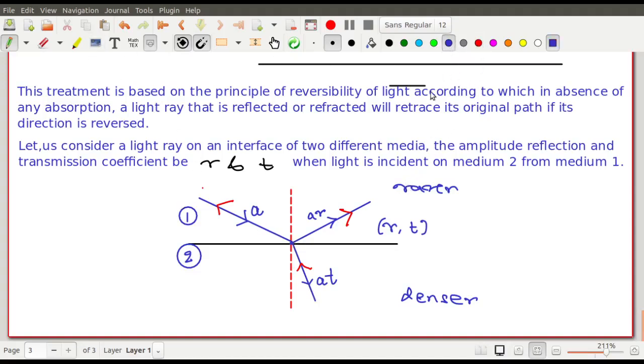Got it? But for this medium, take the reflection and transmission coefficients as r dash and t dash, the reflection and transmission coefficients when light is incident on medium 1 from medium 2. So then it will be r dash and t dash. Now you tell me what has happened, where what has happened. So what has actually happened over here?